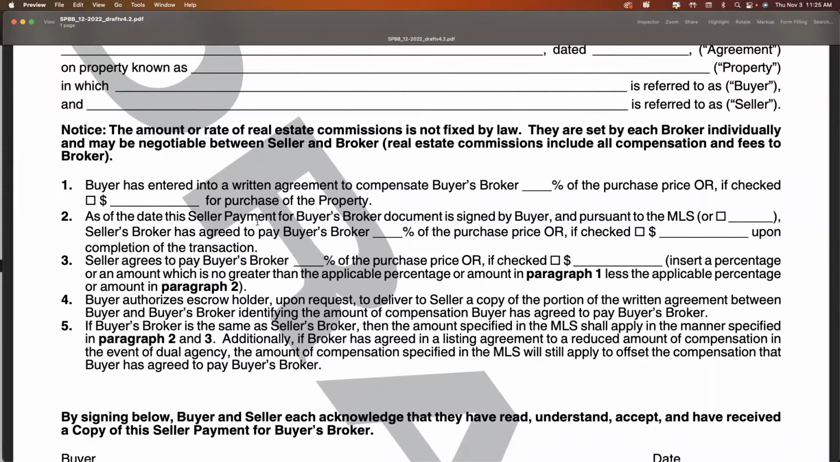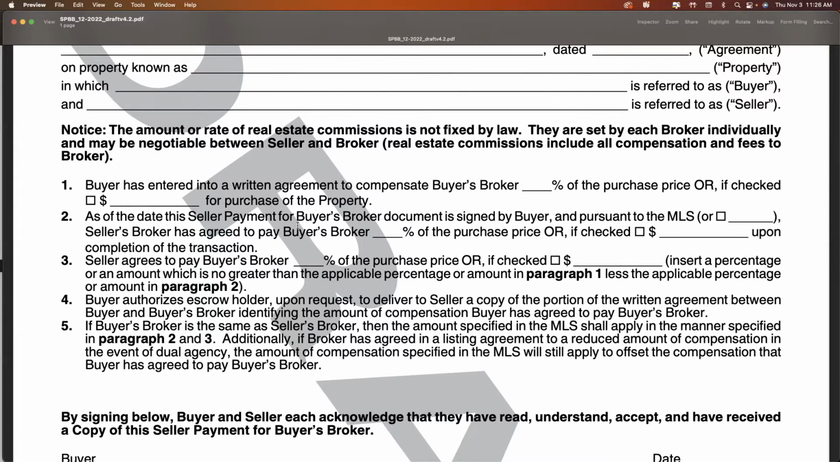As of the date this seller payment for buyer's broker document is signed by buyer, and pursuant to the MLS, seller's broker has agreed to pay buyer's broker percentage of the purchase price, right? So this is compensation being paid by the seller side for the buyer's broker, okay? Seller agrees to pay buyer's broker. This is so if it's in the MLS, we're going to leave it by default, or the seller's going to pay this percentage on their own.